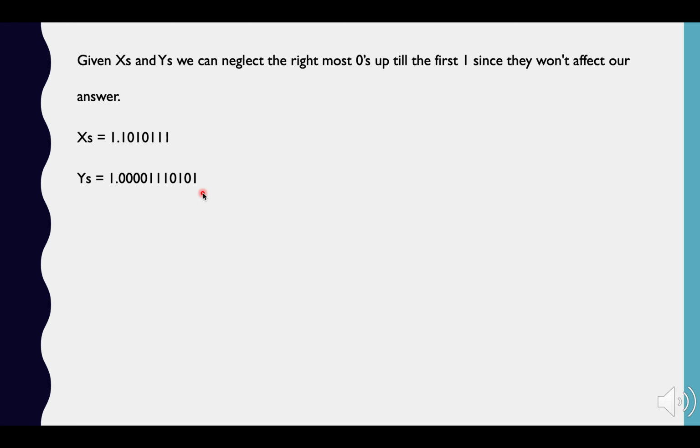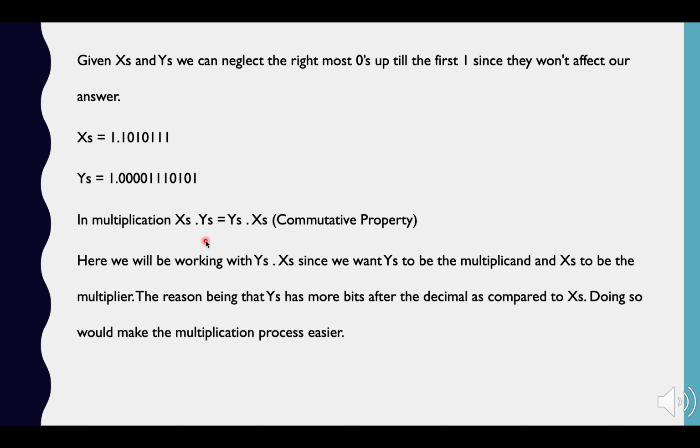1.00001110101. As we know in multiplication, x of s times y of s is equal to y of s times x of s. That is because the multiplicand and the multiplier are interchangeable. In this case, we will be working with y of s times x of s, since we want y of s to be the multiplicand and x of s to be the multiplier. The reason being that y of s has more bits after the decimal as compared to x of s. Doing so would make our multiplication process easier.